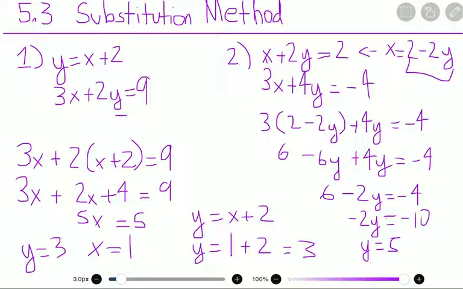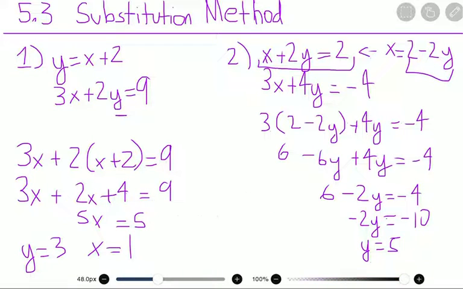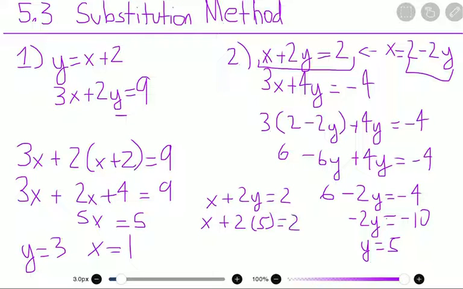To find x, all we have to do again is substitute y into one of the original equations. So we can choose this one. Let me just erase this over here so we have more space. Okay, so we can take x plus 2y equals 2, and now we know y. We can do x plus 2 times 5 equals 2, x plus 10 equals 2, and if we subtract 10 from both sides, we get x equals -8. So that's our answer.